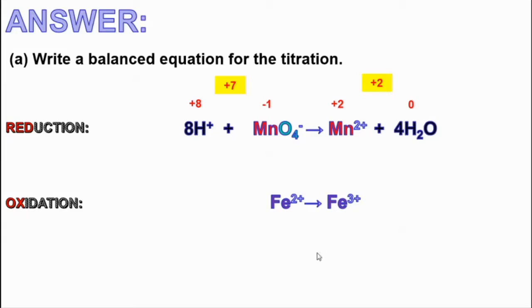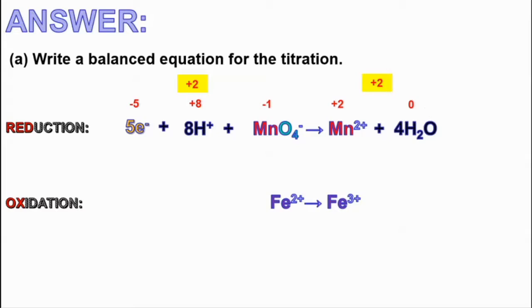Good. We need to add 5 moles of electrons. Why 5 moles of electrons? Because 5 moles of electrons carry a charge of negative 5. So negative 5 plus 8 plus minus 1, we no longer get plus 7, it should be plus 2. On the left side is plus 2, on the right side also plus 2. So the charges on both sides of this first half equation are balanced.